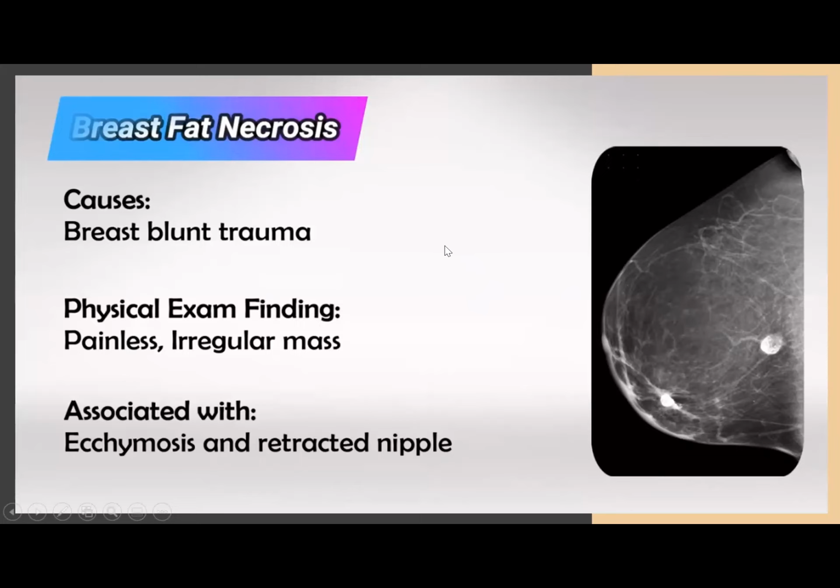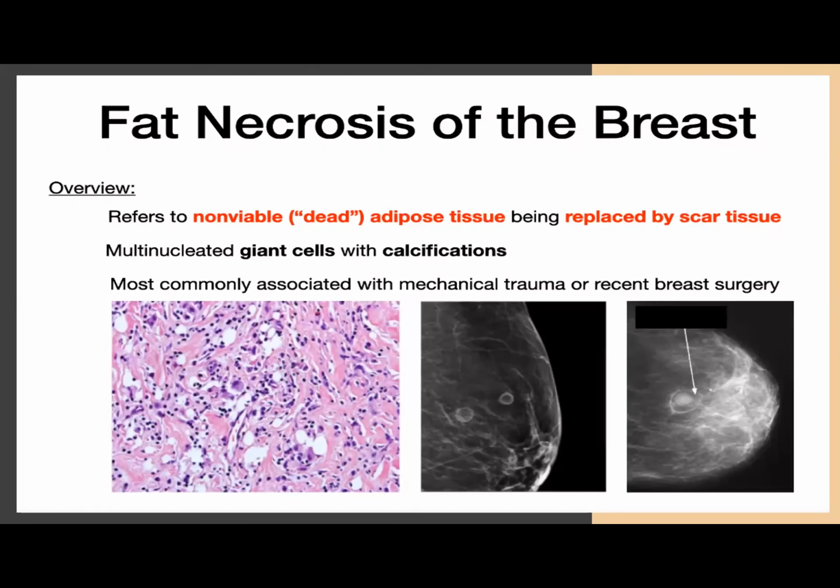You will feel painless, but you will see some inflammatory changes. Fat necrosis of the breast refers to non-viable dead adipose tissue, mostly dead tissue replaced by scar tissue. It is a multinucleated giant cell reaction, sometimes with calcification, most commonly associated with mechanical trauma or recent breast surgery. So if you've had surgery previously, in that area you can see small dead tissue that has not been cleared out. This is very basic and nothing to be worried about.